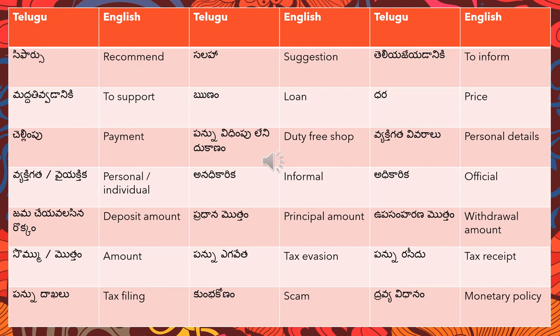Kumbhakonam, scam or a scandal. Scandal also is not wrong. You can use the word scandal as well instead of scam. And the other one is monetary policy. Dravya vidhanam. Policy is nothing but vidhanam. Dravya vidhanam, monetary policy.